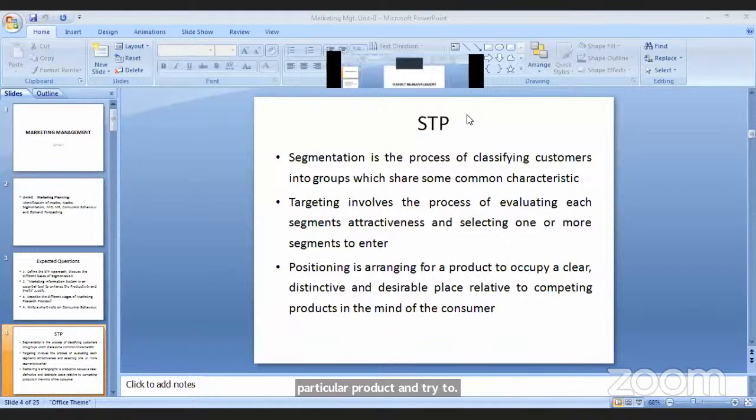Now positioning. Once I target them, then I have to position. Positioning is arranging a product to occupy a clear, distinctive, and desired place relative to competing products in the minds of the customers or consumers. That means what? Once my product preparation is over, then what do I have to do? I have to position the product in the commercial market in a certain way so that people will buy.